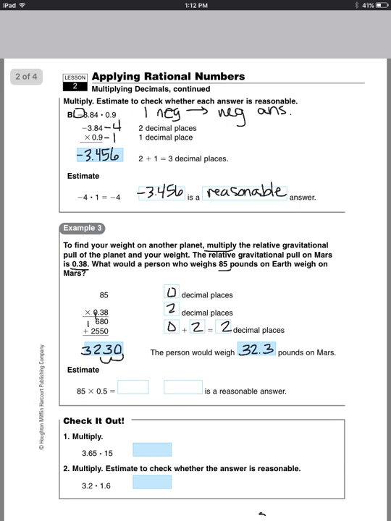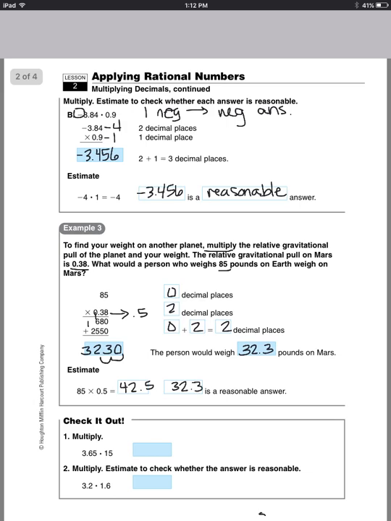So 85 rounds to 85. And 0.38, they're just rounding to 0.5. Okay? You can't round it to 0 because then it would be 0, and you can't round it to 1 because then it would be itself. So we round it to 0.5. And when we do that, we get 42.5. So 32.3 is a reasonable answer.